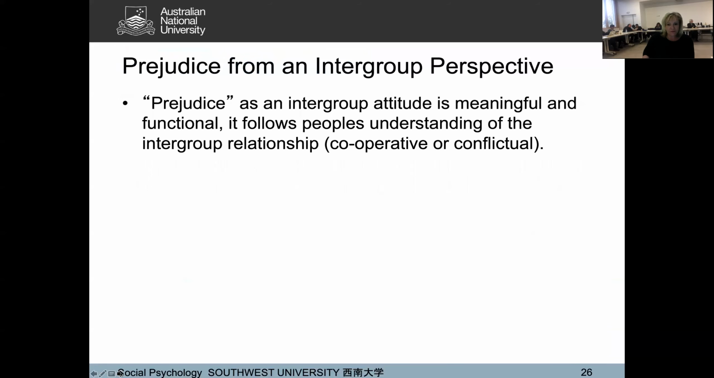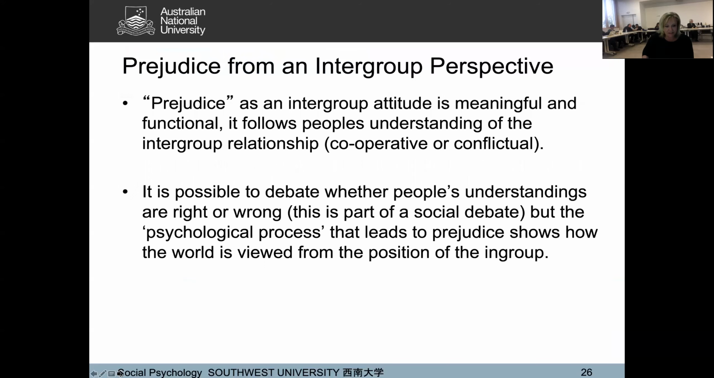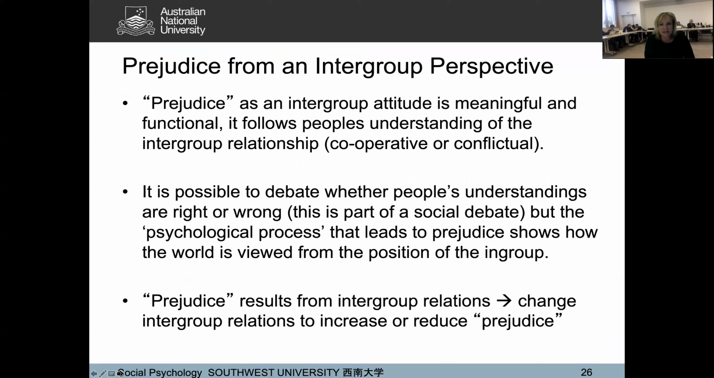If we just think about the contribution of this perspective a little bit more, it is an intergroup perspective because we're clearly explaining prejudice and stereotyping through looking through the lens of the force of the group and not to do with individual explanations for these attitudes. So prejudice is very much seen to be an intergroup attitude. It's seen to be meaningful and functional. It's helping people understand how their own group relates to other groups and whether that relationship is cooperative or conflictual.